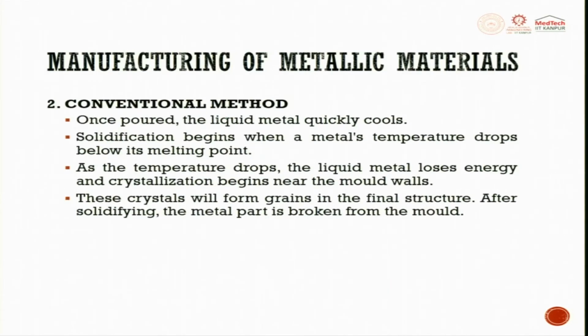The conventional method is, once poured, the liquid metal quickly cools. That is what I said in the previous part, temperature versus time. Solidification begins when the metal temperature drops below the melting point. Then as the temperature drops, the liquid metal loses energy and crystallization begins near the mold walls. Generally from the mold wall it starts going towards the center, and these crystals form grains in the final structure. After solidifying, the metal part is broken from the mold.